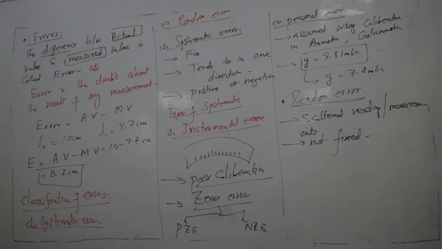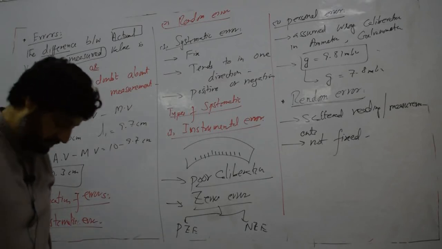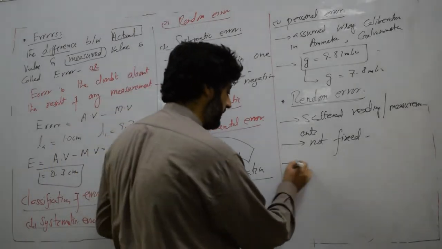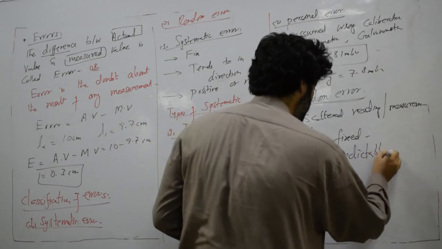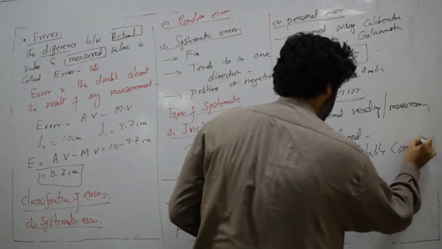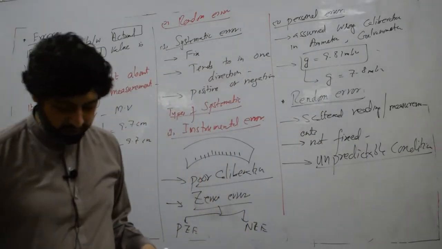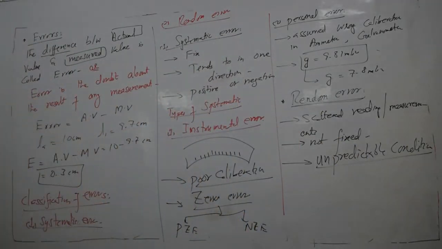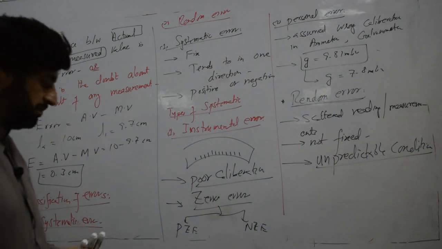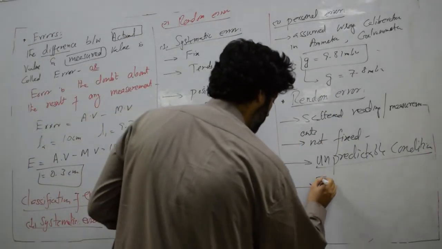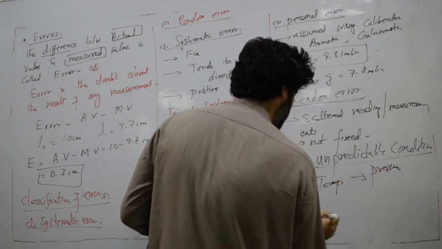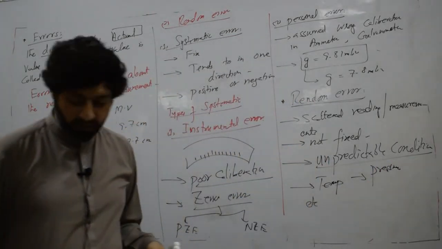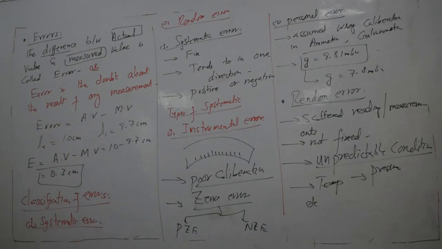These errors can arise due to unpredictable fluctuations in the environmental conditions. This error may arise due to the unpredictable conditions of the environment, because we know that the environment is changing unpredictably. For example, the temperature of the environment, the pressure of the environment, the humidity of the environment, etc. These are the environmental factors due to which this error may arise.